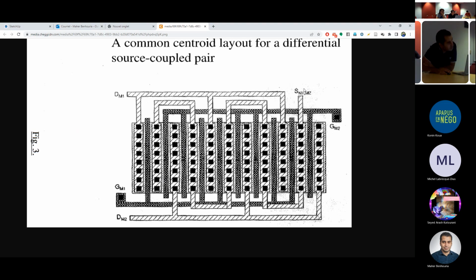Yes, the source is the same. These are the sources. Let's go one by one, with the thing about the symmetry, and you can see.